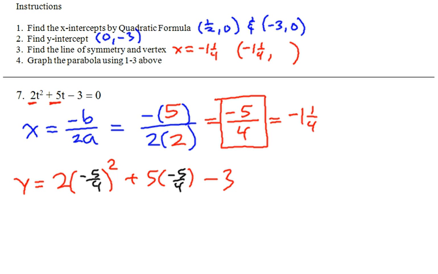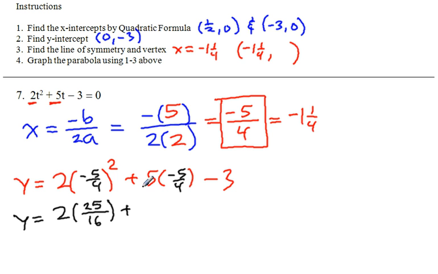And then let's compute. I realize there's fractions here, but fractions are more your friend than not. To square a fraction, square the top and square the bottom separately. -5 squared is +25, because it's a negative times a negative. 4 squared is 16, and there you go.